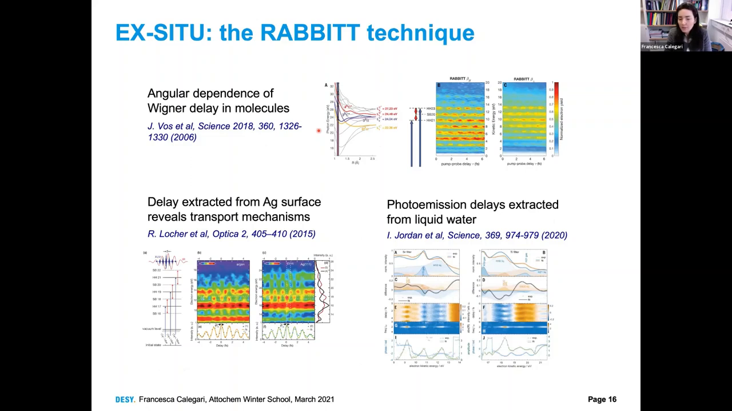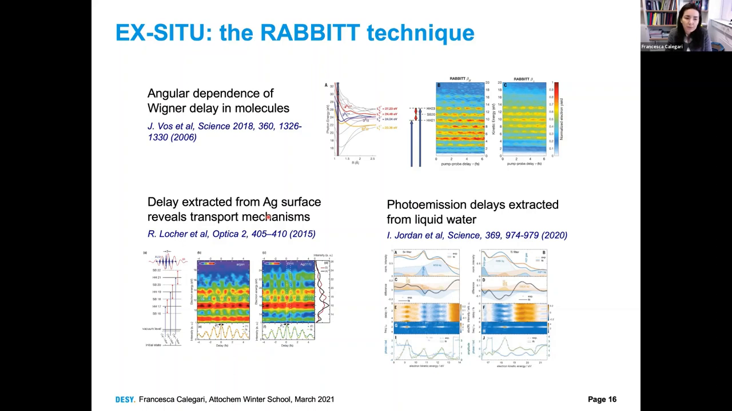I give you here some examples from literature, but there are really a lot. For instance, it has been used in molecules to extract this Wigner delay. And in this case, it has been demonstrated that there is even an angular dependence on the Wigner delays. And this you can extract if you measure, for instance, the angular momentum distribution of your photoelectrons. It has been also applied not only to the gas phase, so to atoms and molecules, but also in liquids. And recently, there has been a work performed in water demonstrating also that in this case a photoemission delay can be extracted as well.